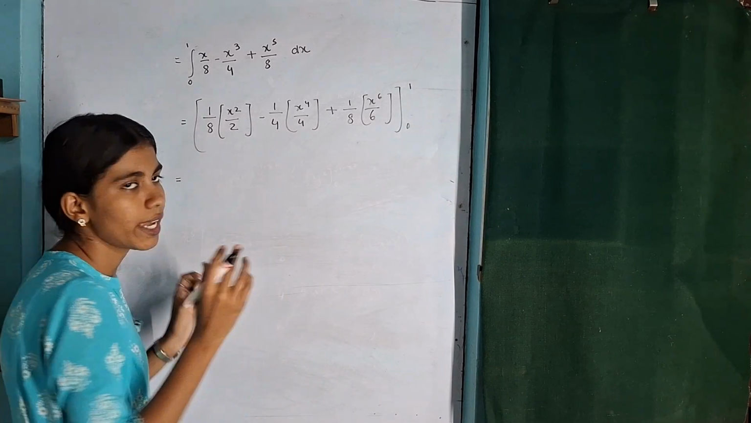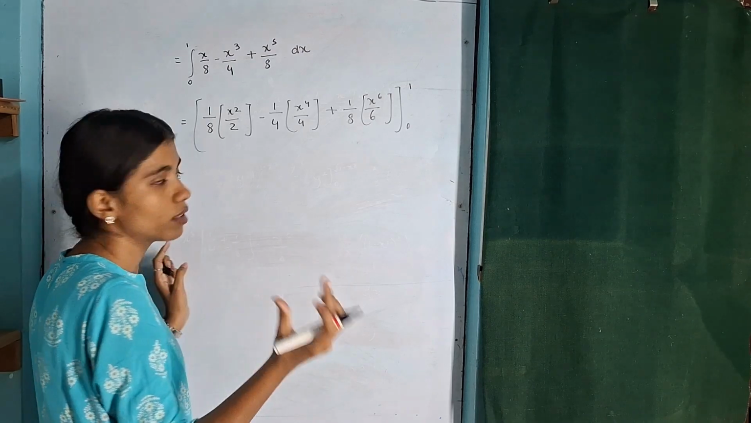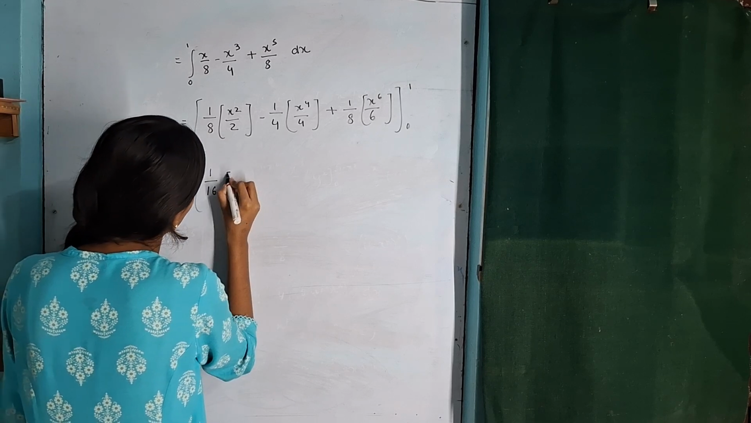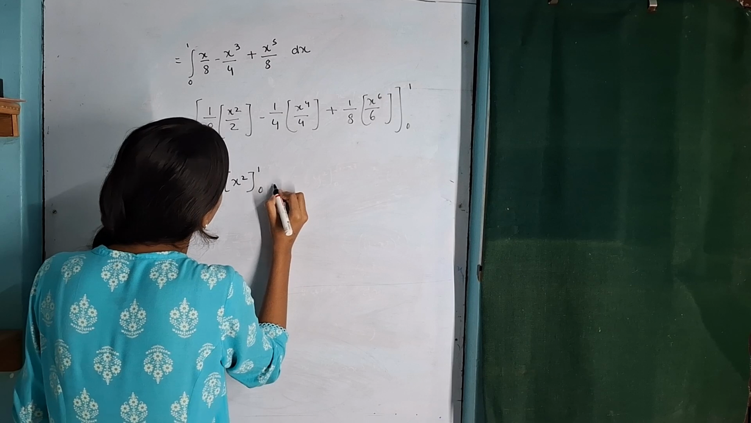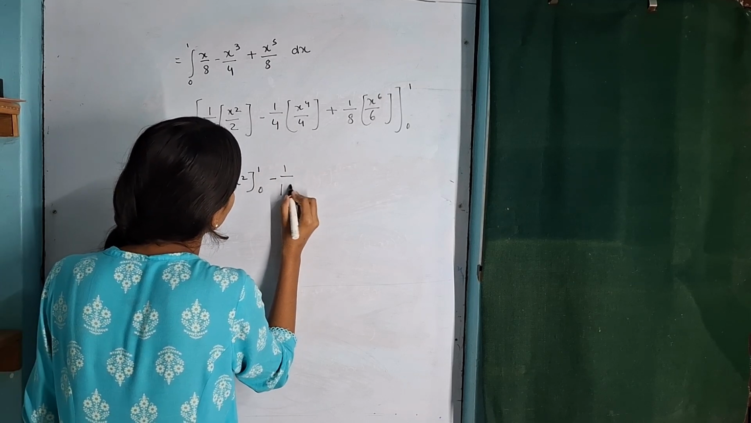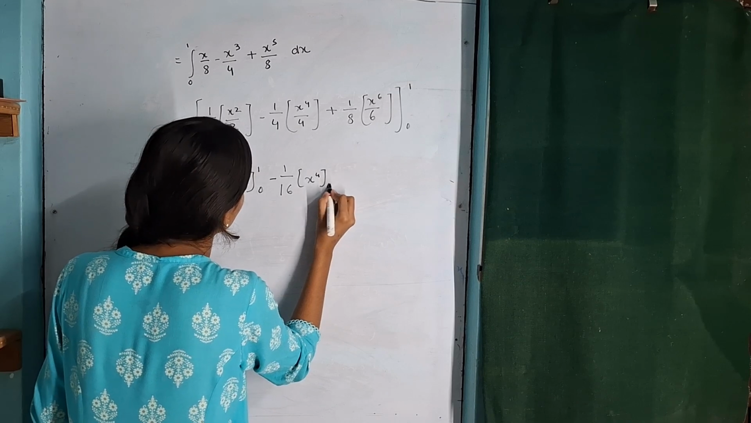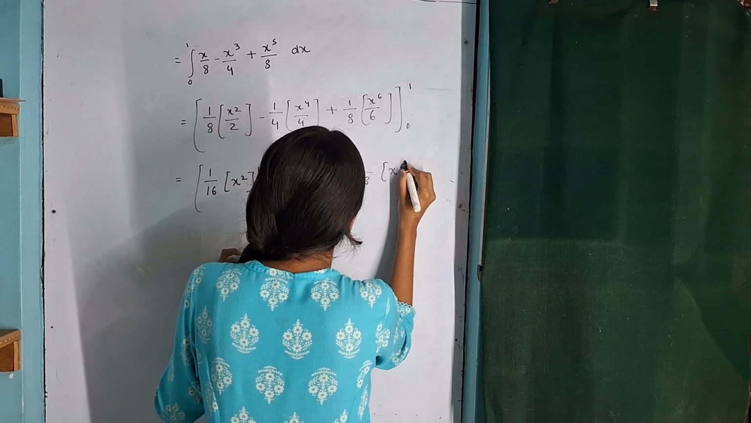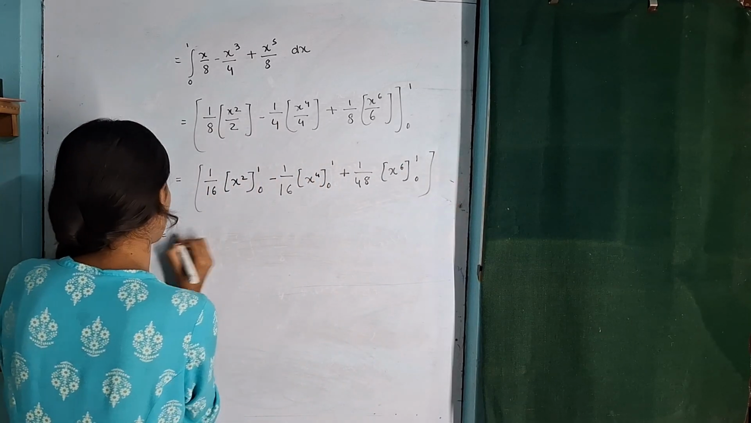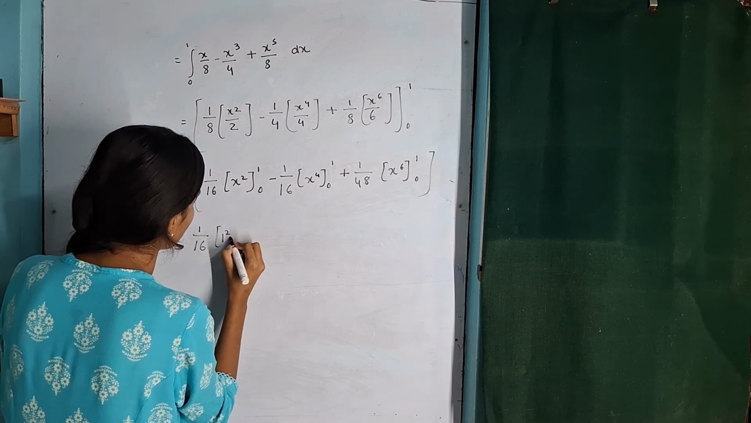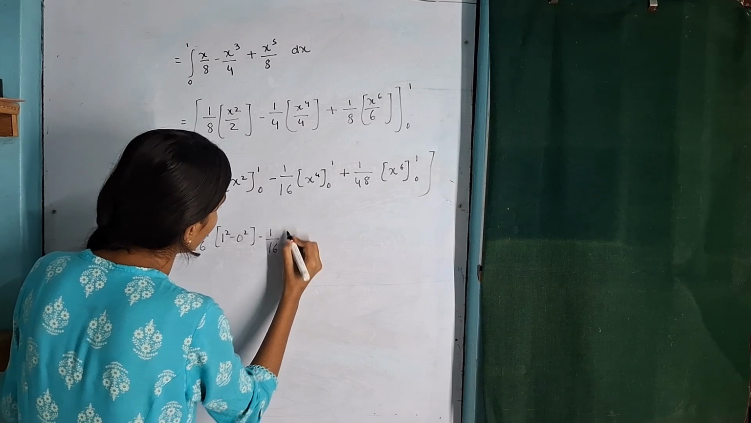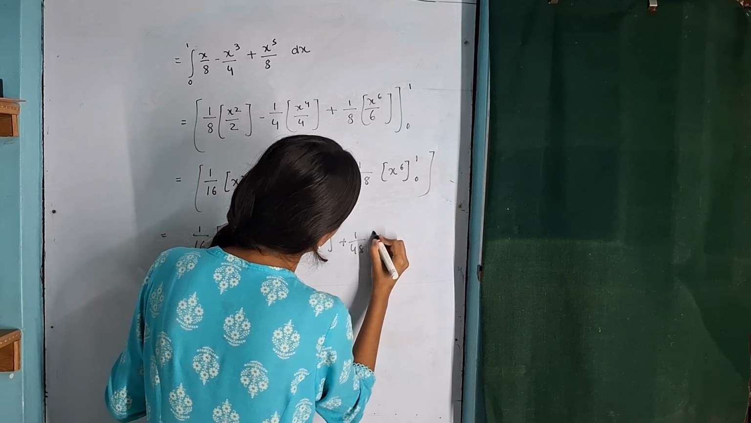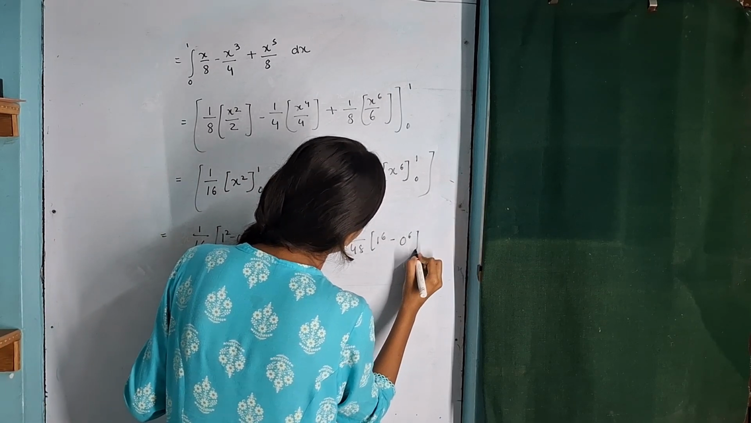So now we'll keep the x terms separate and all the other terms separate. 1 by 8, 2 eights are 16, x square is left with the limits, that is 0 to 1. 4 into 4 is 16, x raised to 4 with the limit of 0 to 1, plus 8 sixes are 48, x raised to 6 with the limits of 0 to 1. Now let's substitute the limits. x square is 1 square minus 0 square, minus 1 by 16, upper limit 1 raised to 4 minus lower limit 0 raised to 4, plus 1 by 48, upper limit 1 raised to 6 minus lower limit 0 raised to 6.